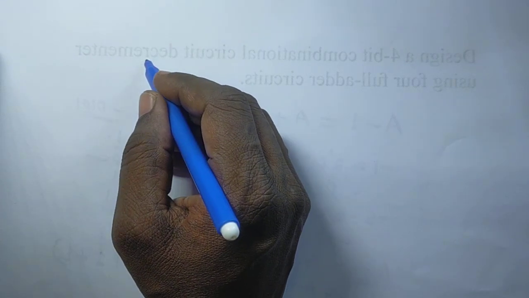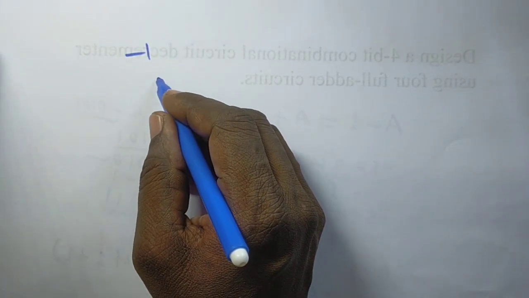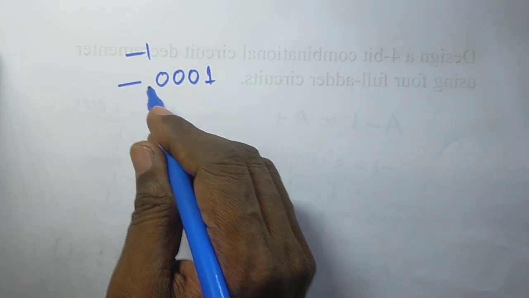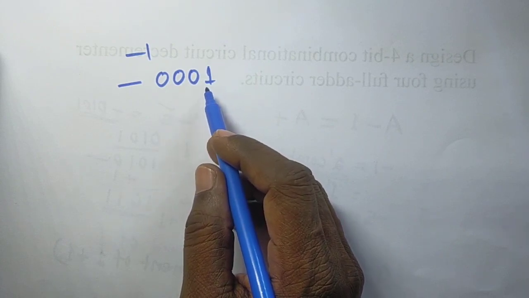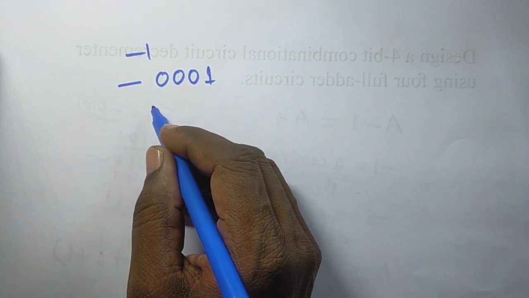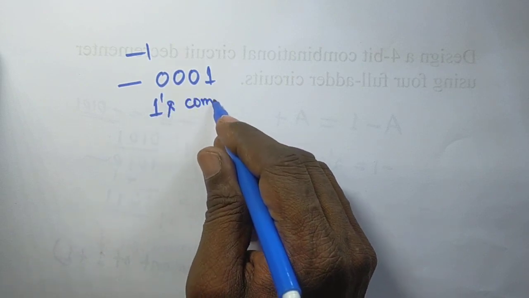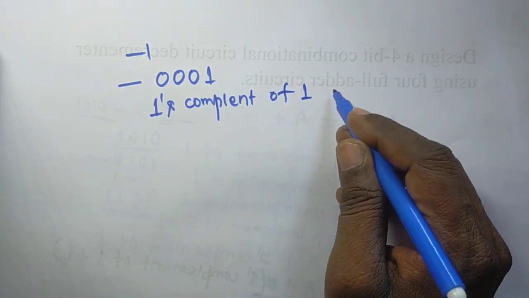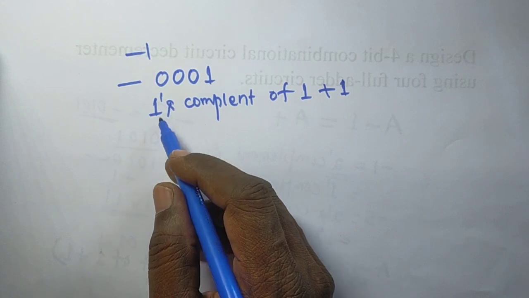Suppose we define 1 with 4 bits. 4-bit means 0 0 0 1. We have to make the negative value of this one. Then first of all, what will we do? The 1's complement of 1, plus 1. I have already told this on that page. 1's complement.